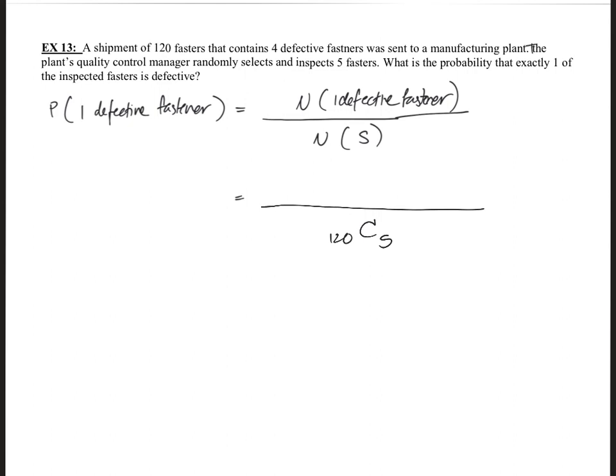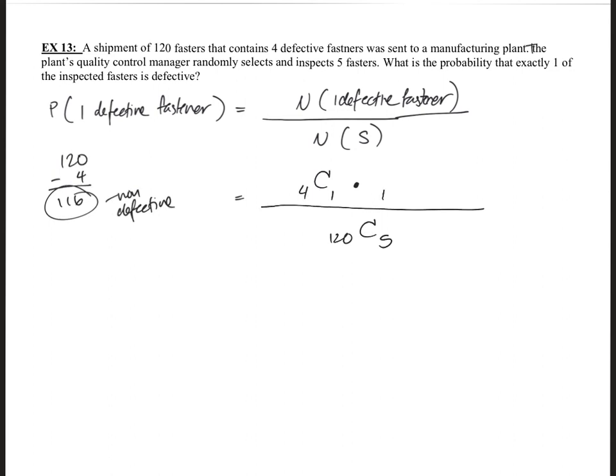Now we need to figure out the number of ways to account for the one defective fastener. Well, what is the probability of picking 1 out of the possible 4? Well, we would just write that down: from 4 defective, choosing 1. And then that means we need to multiply this by the probability of the other 4 not being defective. Well, the other 4 not being defective, we're choosing from 116. How did we get 116? Well, 120 minus the 4 defective ones would be 116. So these are the non-defective.